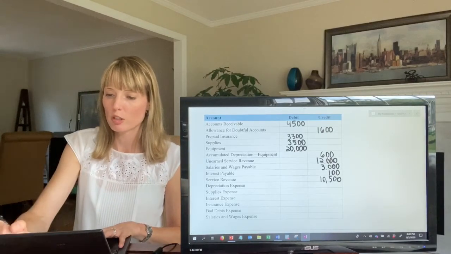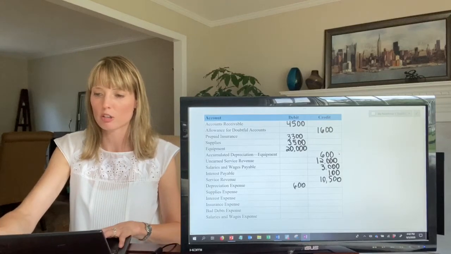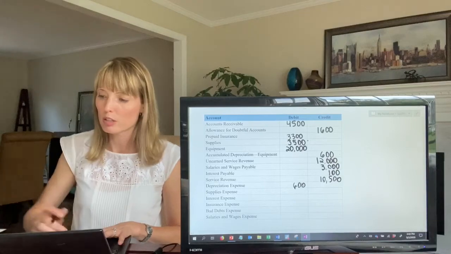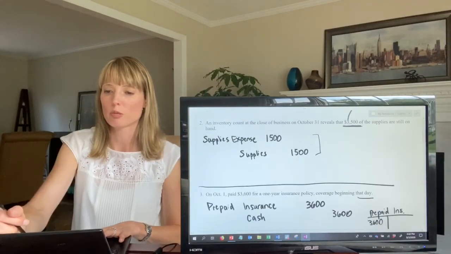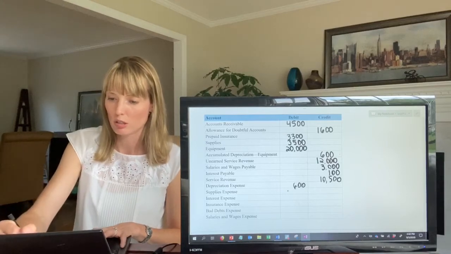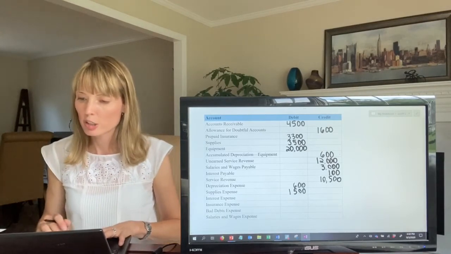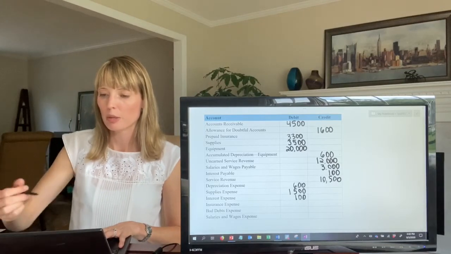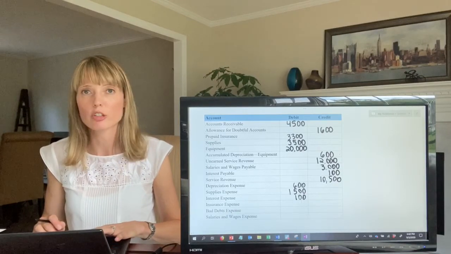Depreciation expense, we know, was the $600 that we recorded earlier. The other side of that entry was our accumulated depreciation. Supplies expense was the $1,500 of the supplies that were used. We want this $1,500. Interest expense was the $100 that we accrued based on our loan at a 6% interest rate for 1 month.